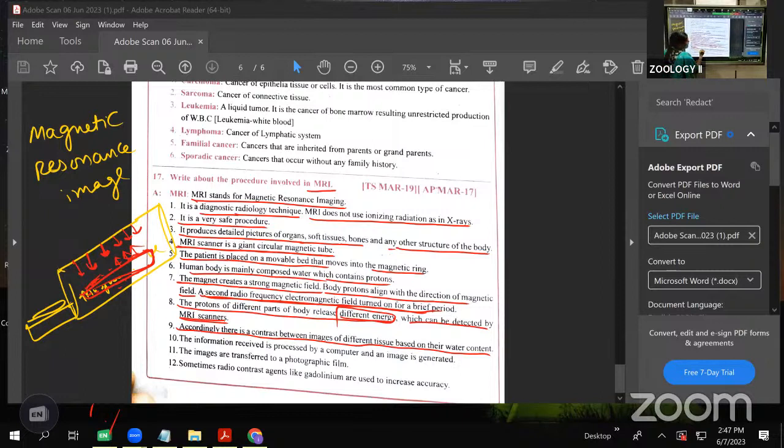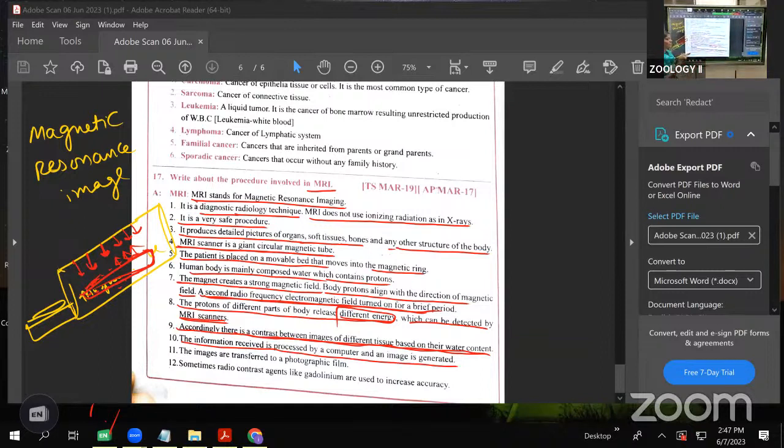Accordingly, there is a contrast between the images of different tissues based on their water content. Depending upon the water content, different structures will be shown. Next, the information received is processed by the computer, and the image is generated.